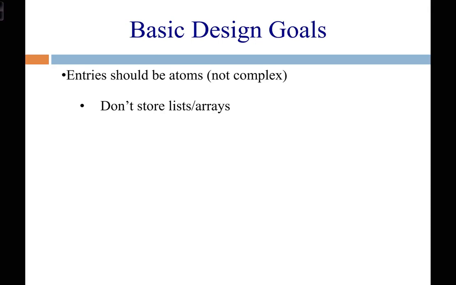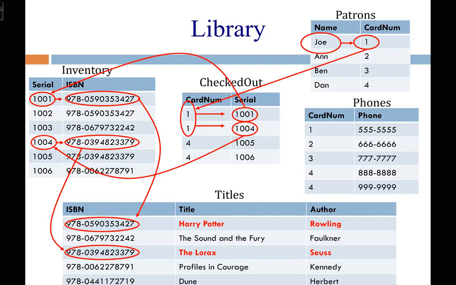So, the basic goal here is we store an individual piece of data as an atom. Atom just meaning indivisible, so it's one piece of information. Basically, this means don't store lists or arrays. The way that we did this is we separated data into different relations. So Joe has 2 books checked out. How do I represent multiple things without a list? By doing this. So there are only atoms here.